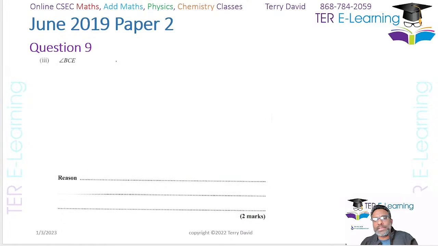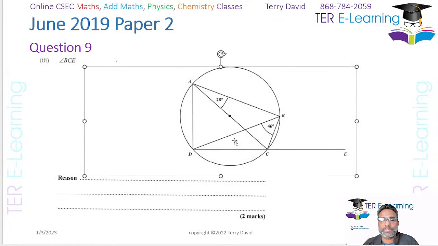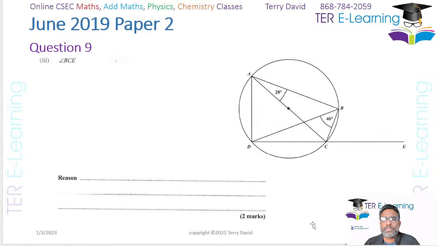We have one more angle to work out. So we know this was 46. We know this was 44. When you're doing a question like this, write in the angles that you do know because it'll help you. So we want BCE. Where is BCE? BCE is this angle here. That's what we want to work out. That particular angle follows another rule. So let's see.